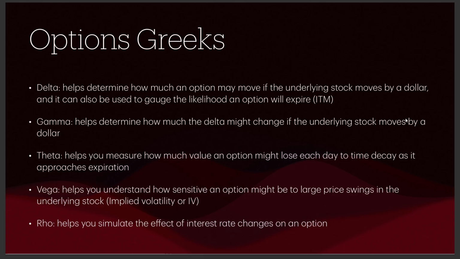And then lastly, we have Rho, which helps you simulate the effect of interest rates on an option. This one's not as impactful as the first four, but it does change the options contract sometimes. But for most options traders, it can be relatively ignored.